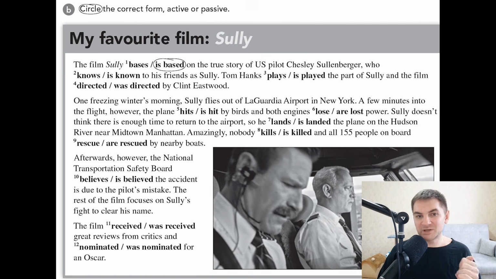Something like this. Now an exercise to choose the correct form. Okay, this one is a bit different. You're going to read a short film description. It's called My Favorite Film, Sully. In each sentence, you will see 2 verb forms in brackets. For example, the film Sully bases or is based on a true story. Your job is to choose the correct form, active or passive, so that the whole text makes sense. Again, the key is to pay attention. Ask yourself, who is doing the action in this sentence? Is the subject doing the action or is the subject receiving the action?